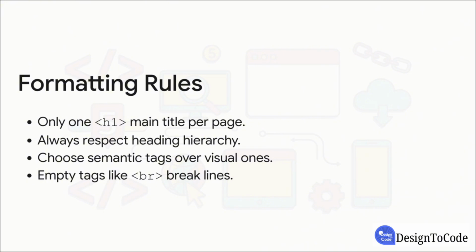Next up, always choose semantic tags over presentational ones. For instance, using a strong tag tells Google and screen readers, hey, this text is highly important, whereas a b tag merely makes it visually bold without adding any actual meaning. Semantic tags explain the why. Oh, and for simple layout tweaks, you can use empty tags, tags that don't need closing, like br for a quick line break or hr to draw a horizontal thematic divider.